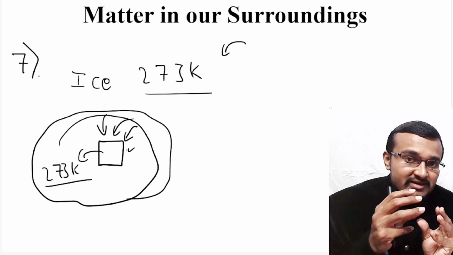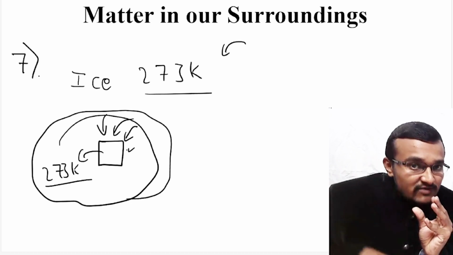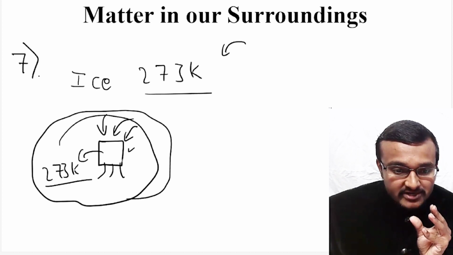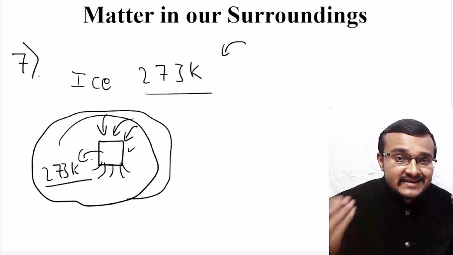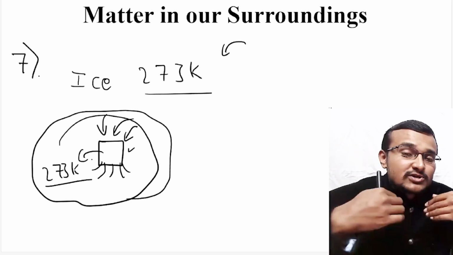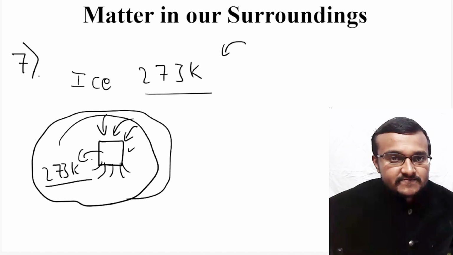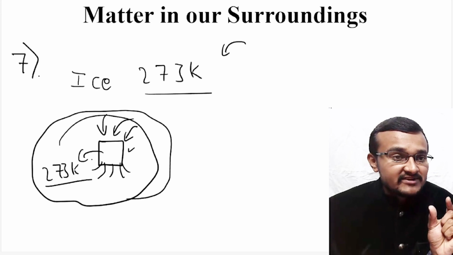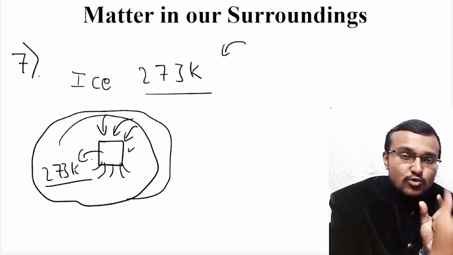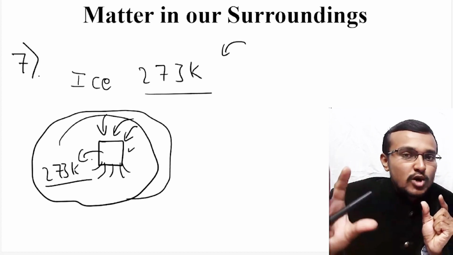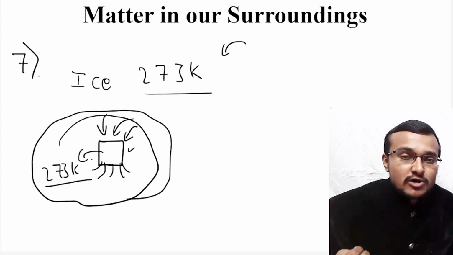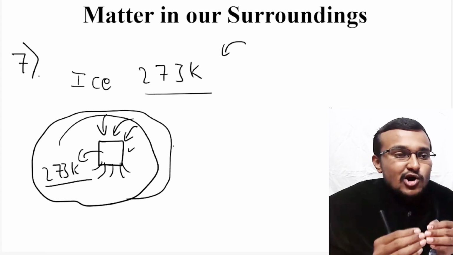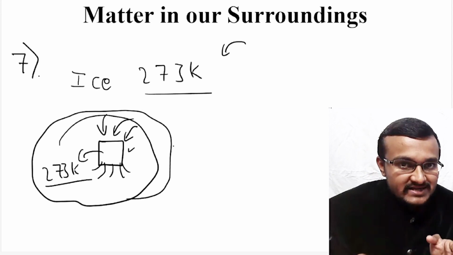That means ice will be absorbing heat and converting into water. So the heat which the ice is absorbing is to convert this ice into water. So even at 273 Kelvin, even though the temperature of ice is 273 Kelvin, it has the capacity to absorb more and more heat and get converted into water. That means ice has more power of absorbing heat compared to water. Because water is already in liquid state, it will not get converted into any other state at 273 Kelvin.